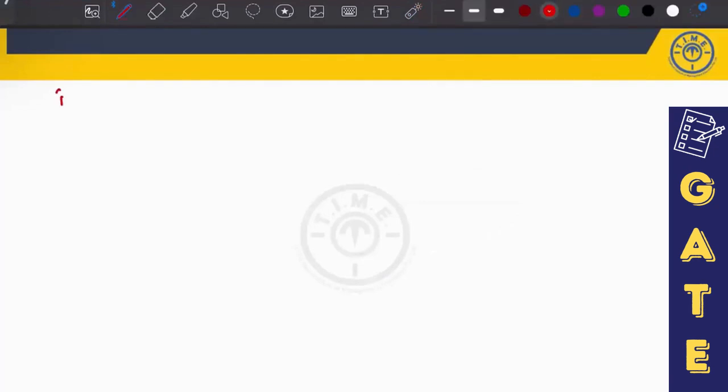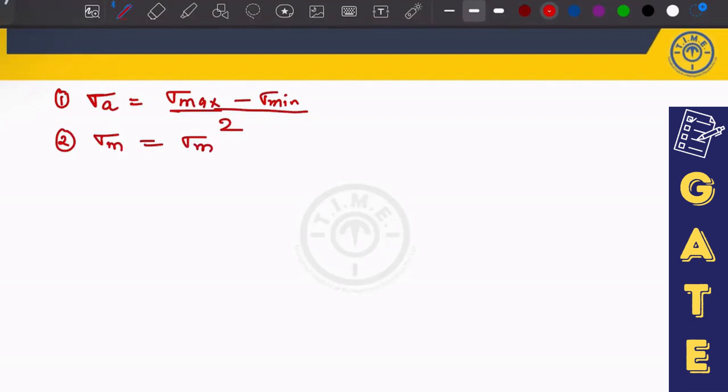So the first one will be the variable stress, which is denoted with sigma A. That is nothing but stress amplitude. So sigma max minus sigma min by 2. The second one will be the mean or average stress. Okay, so you will see these kinds of notation when I discuss the questions based on dynamic loading. So sigma max plus sigma min by 2.